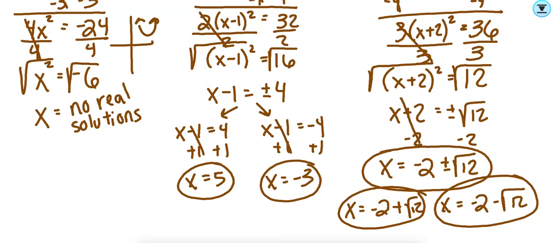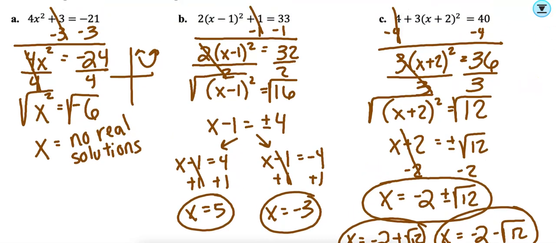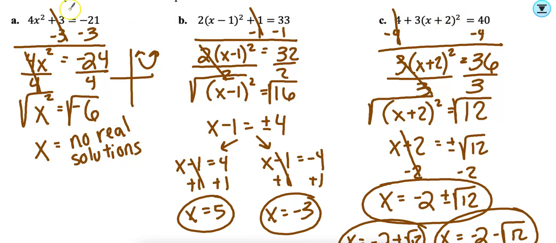And so that is how you solve equations by taking the square root. It is great if it is in vertex form with parentheses, and it is also great if you do not have an x term.